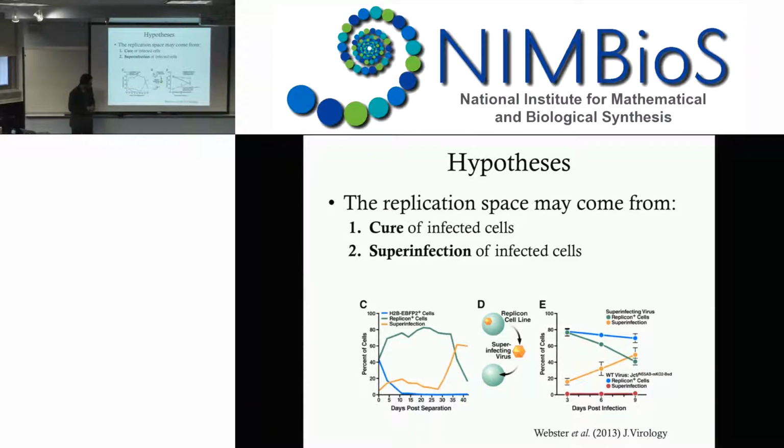For superinfection, we also have a line of research showing that superinfection can happen, such as this one published in 2013. What they did is infect a cell with one virus, then infect the cell with another virus. They watched the fraction of superinfected cells in the cell culture over time. As you can see, it increases over time. So that demonstrates that a cell can be superinfected. So we think these two mechanisms may help us explain the puzzling clinical data.